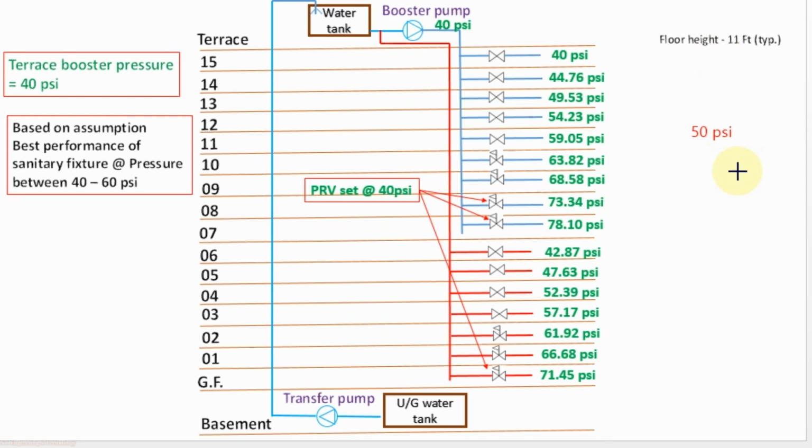If this fixture having a minimum pressure requirement of 50 psi is available at a floor where we already have pressure between 50 and 60 psi, there is nothing to do. But if this fixture is available at a floor where we have pressure more than 60 psi and we have set our PRV limit to 40 psi, then we will adjust the pressure from this PRV up to 50 psi.